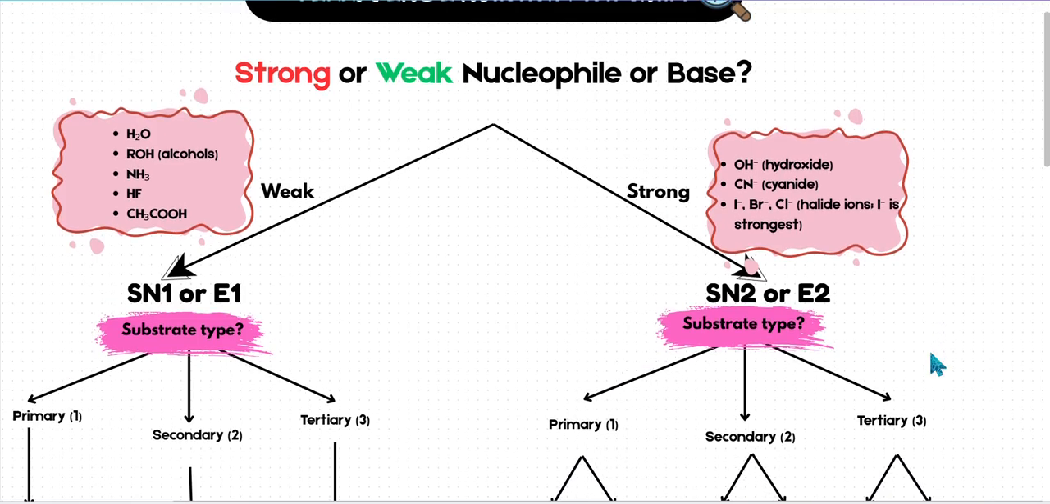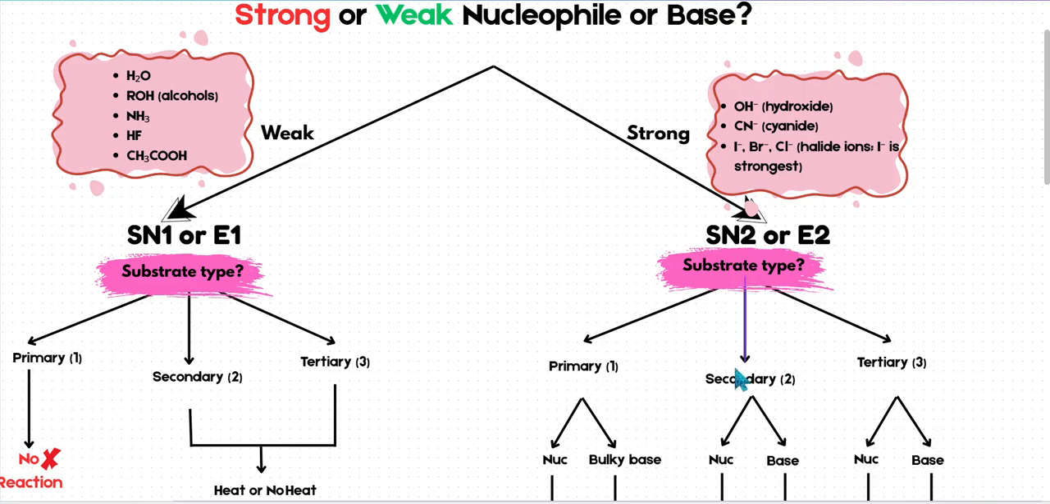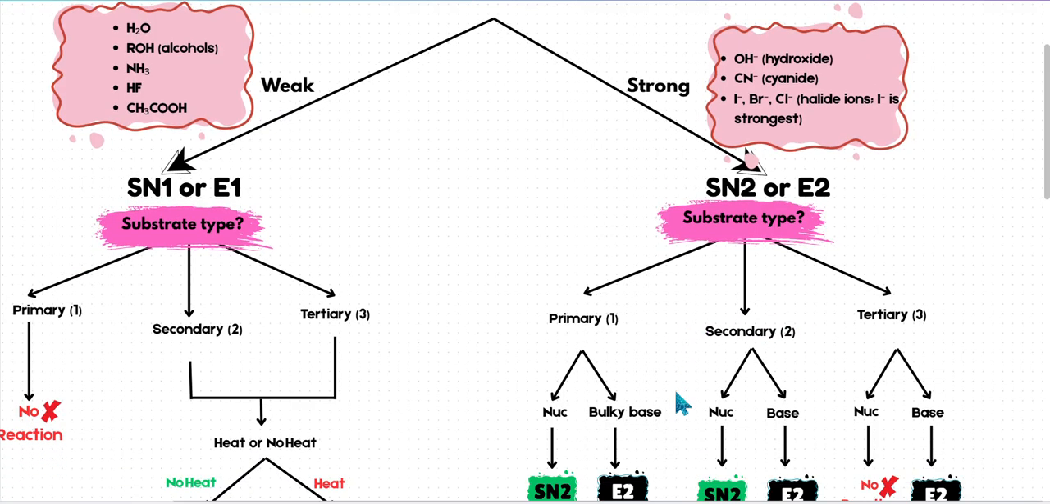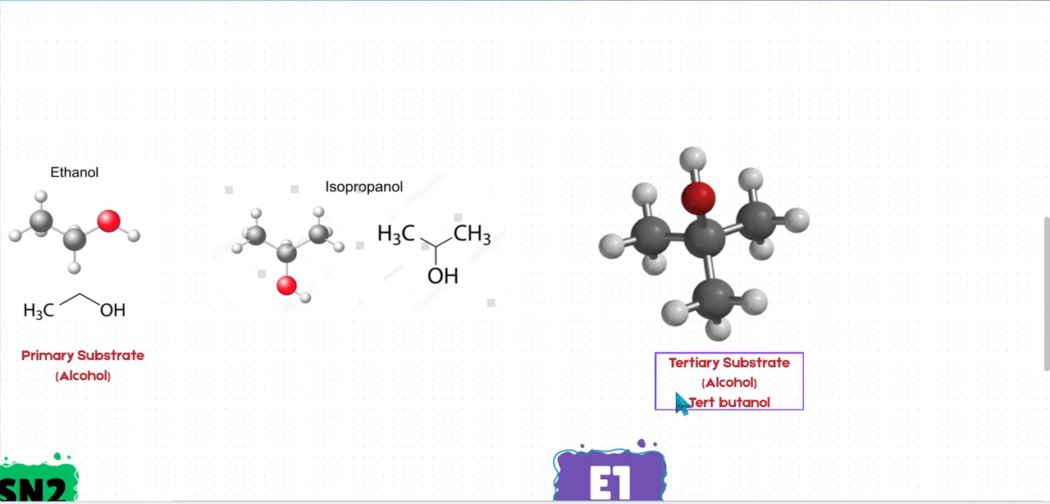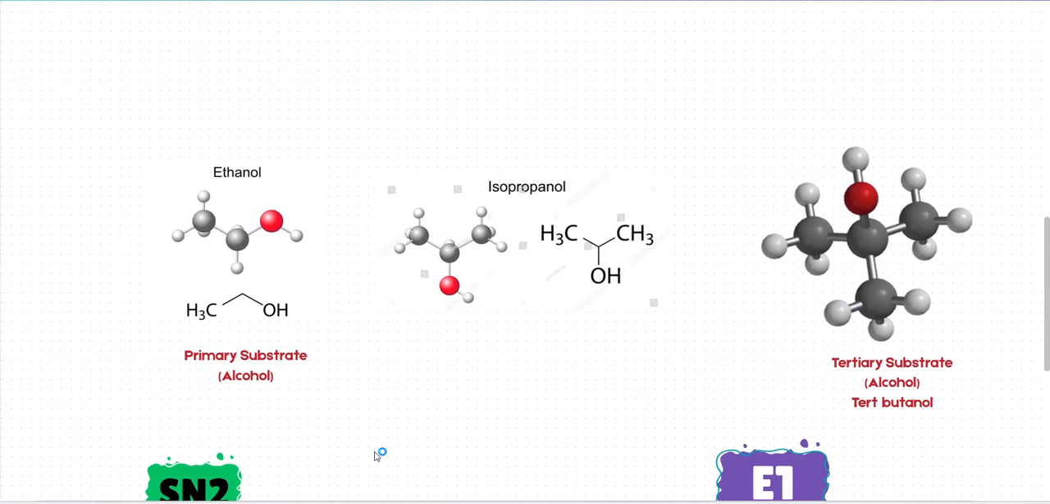Now, if the substrate is primary, then you end up checking out whether it's a nucleophile or a bulky base. If you are saying a primary, secondary, or tertiary substrate, let me move on to my next presentation so that you get to know what a primary substrate is. Ethanol is a primary substrate. As you are seeing here, ethanol is a primary substrate because you're having the OH bonded to only one carbon.